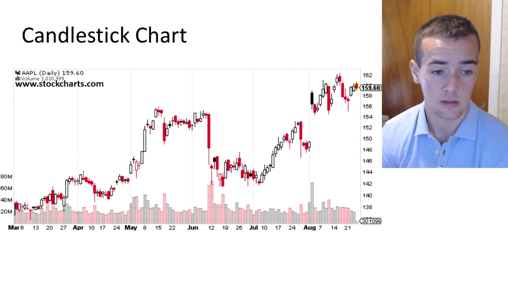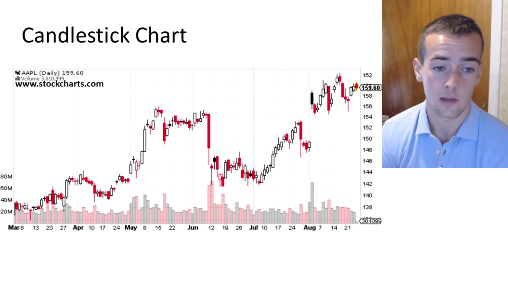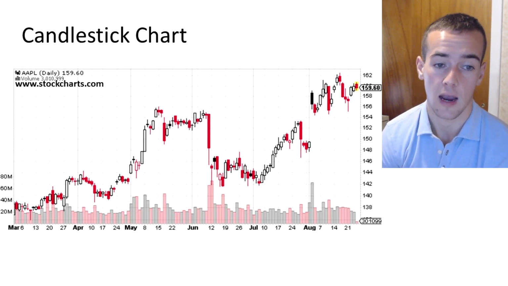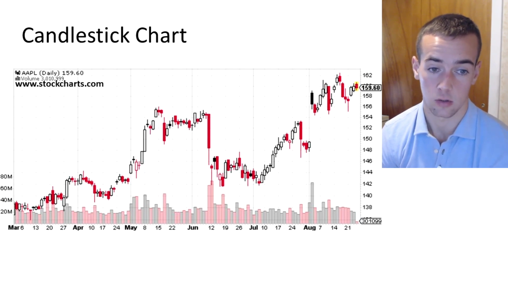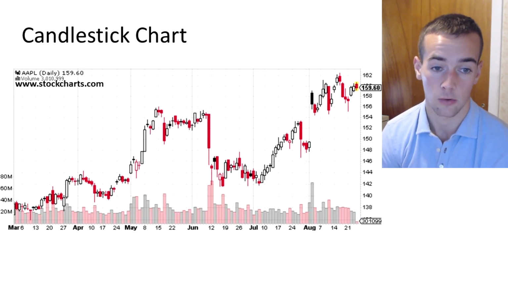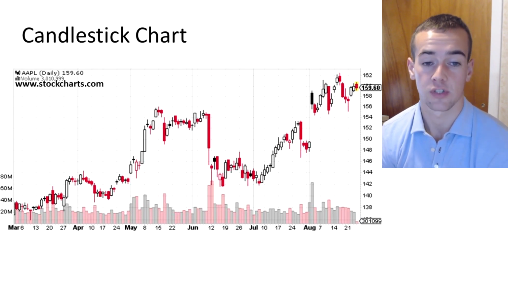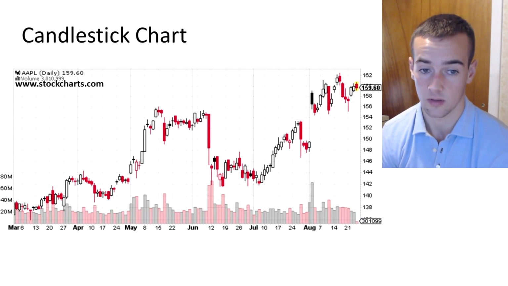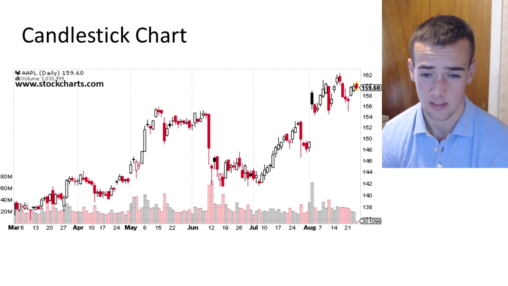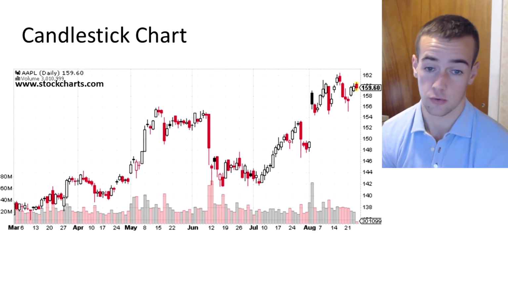Basically, you can see the solid white bars are where the price closed higher than the previous day. You can see those solid black bars where the price closed lower than the open, but higher than the previous close. And then those solid red bars are where it closed lower than the open and lower than the previous day's close. So those are the three colors of the bodies that you're going to be looking for, and if you're using stockcharts.com, these are the three colors you're going to see.